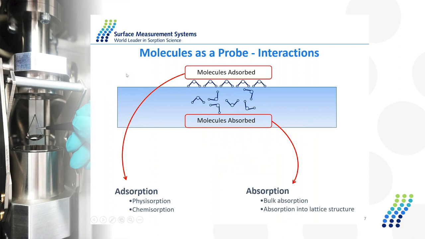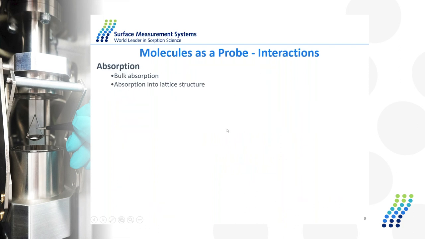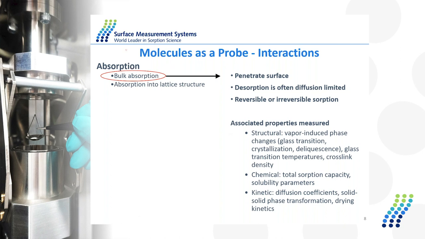And in terms of absorption, it will be either the bulk sorption, where the probe molecules will penetrate the surface and then go through the bulk of the material. In this case, the desorption step is usually a diffusion-limited process. And the kinetics of this bulk sorption is usually much slower compared to the physisorption. Properties that can be measured include the vapor-induced phase transition, which we will go into in detail later, and some other properties, like the total sorption capacity, the solubility parameters, and the diffusion coefficient for thin film samples or membrane samples.